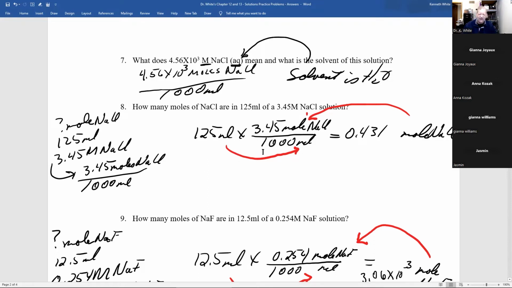Now, I didn't write it down, but 125 and 3.45 are 3 significant figures. The 1,000 is an exact number. Therefore, when we do the math, and notice milliliters divided by milliliters cancel out, we're left with moles of sodium chloride. My answer should have 3 significant figures, because when you multiply and divide, you get the same number of significant figures in your answer as the number you're multiplying and dividing by that has the fewest significant figures. In this case, they're both 3.